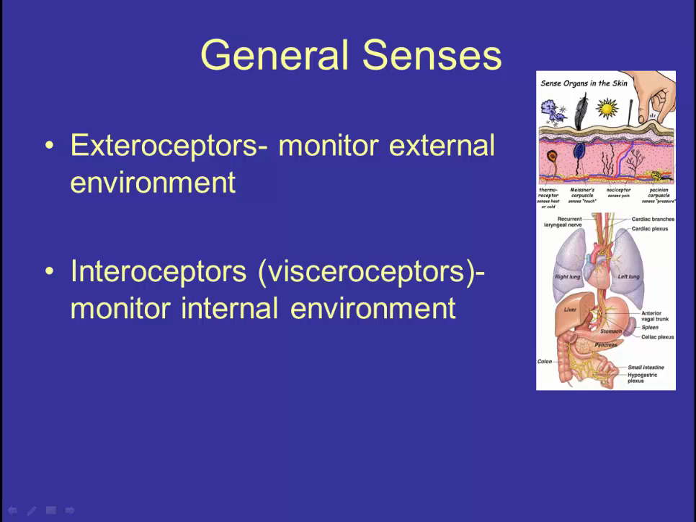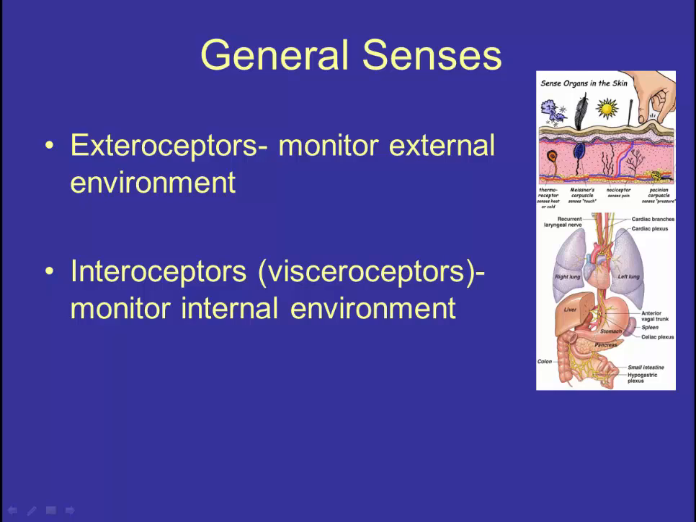Interoceptors, on the other hand, are monitoring the inside environment, so all the stimuli coming from your internal organs. And a term for organs is viscera, so these are also known as visceroceptors. For example, a full bladder, the blood pressure being high in your blood vessels, pain coming from inside the body.